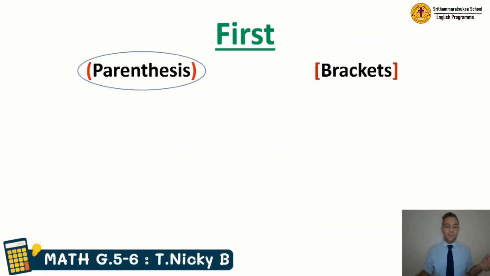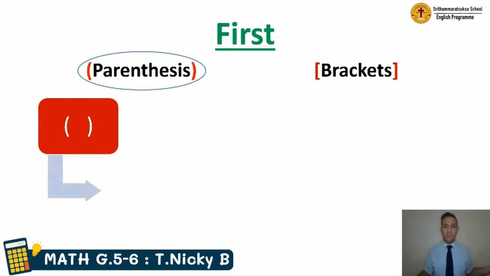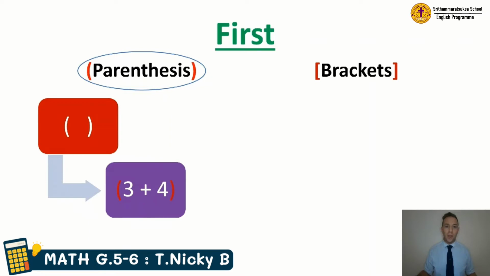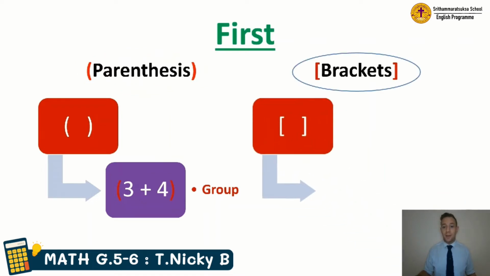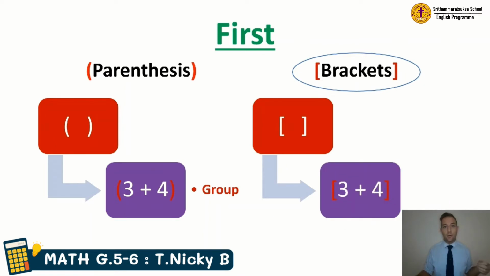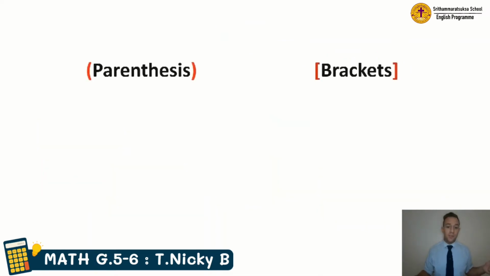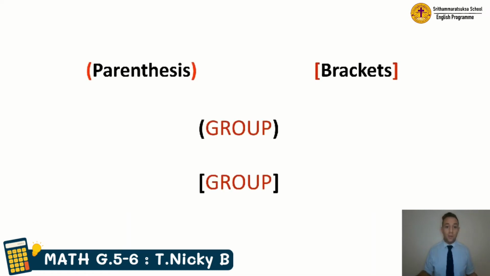Parentheses are these symbols that curve forwards and backwards, and they come in pairs. Inside of them, we put numbers and operations, and they will group that problem together. Brackets are the same as parentheses, except they have a more rigid and square shape, but they serve the same function. They group numbers and operators together. What that means for us is whenever you see parentheses or brackets and a group of numbers and operators in between them, you need to do that part of the problem first.